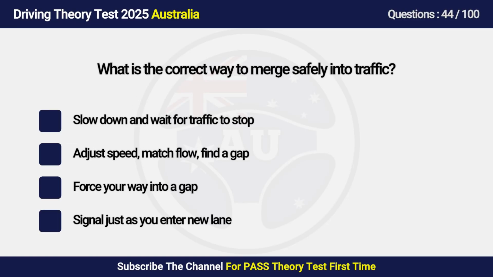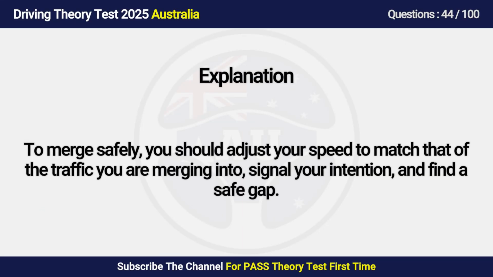A. Slow down and wait for traffic to stop. B. Adjust speed, match flow, find a gap. C. Force your way into a gap. D. Signal just as you enter new lane. Answer is B. Adjust speed, match flow, find a gap. To merge safely, you should adjust your speed to match that of the traffic you are merging into, signal your intention, and find a safe gap.